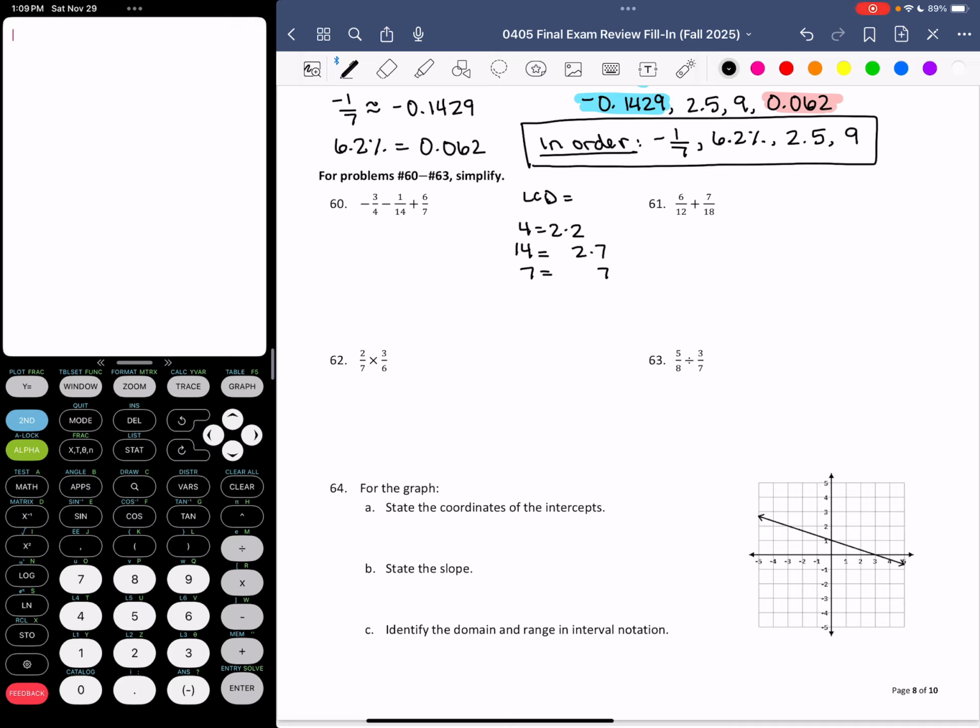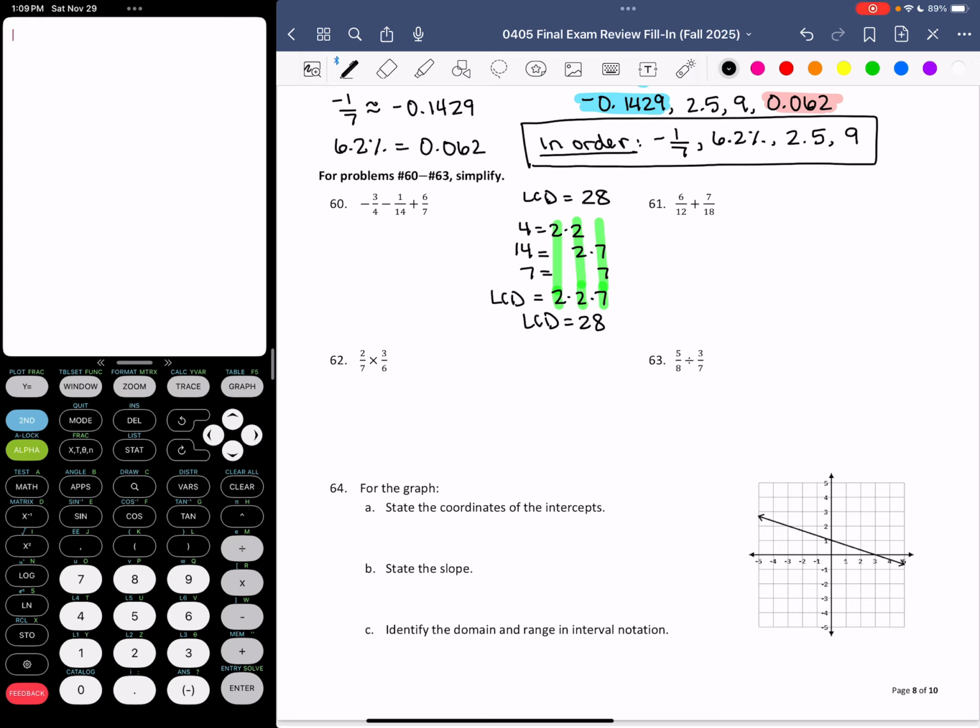Okay, so what we need to do is take each of these columns, right? And I'm going to bring them down. So I've got a 2, another 2, and then a 7. And I'm going to multiply all of those numbers together. So 2 times 2 times 7, and this is going to equal my LCD. Okay, so LCD is 28. So let me bring all of those down. Now I've got 28 as my least common denominator, so I just need to rewrite all of those.